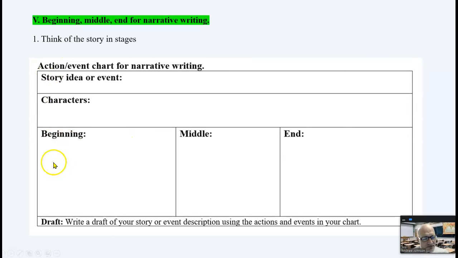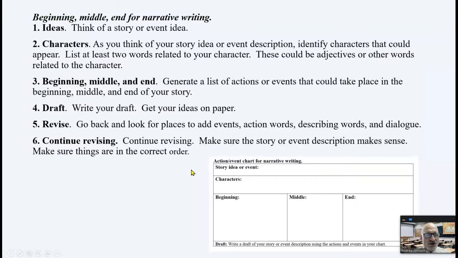Events you'd like to happen in the beginning, middle, or end of the story. Again, this gets you thinking of the story structure, the story in stages, and sometimes the characters arise out of the events, sometimes events arise out of the characters. Based on this, you write your first draft.